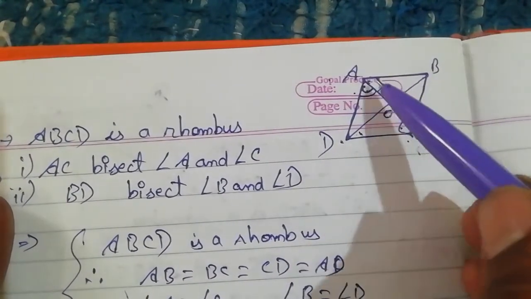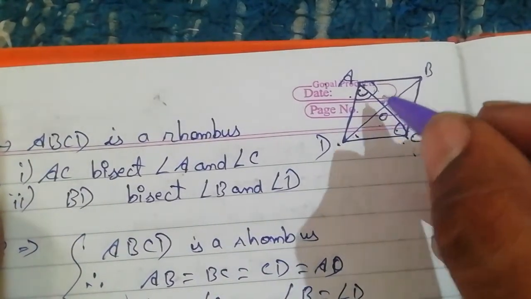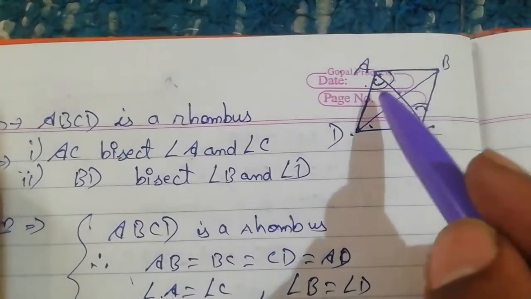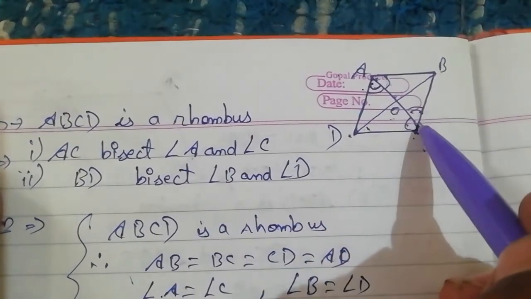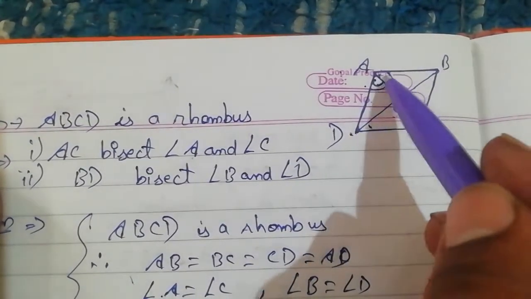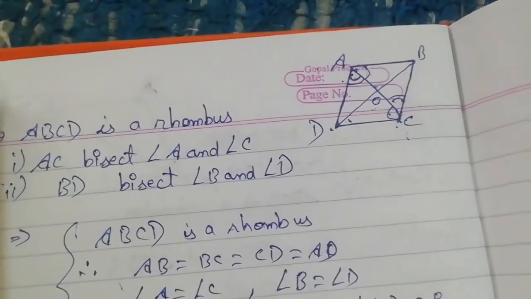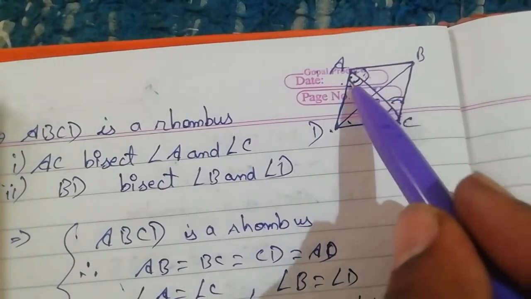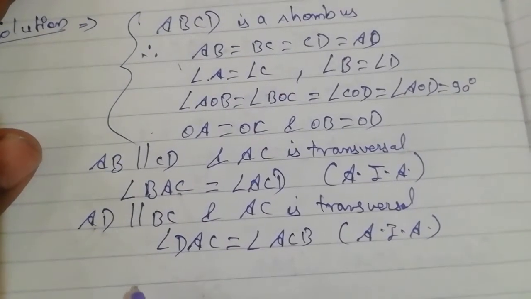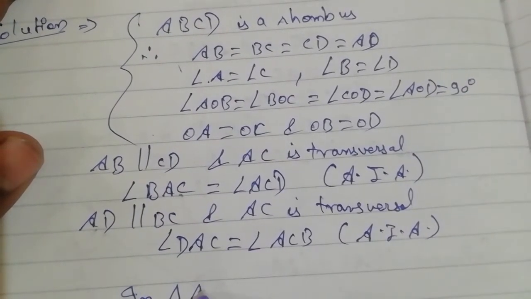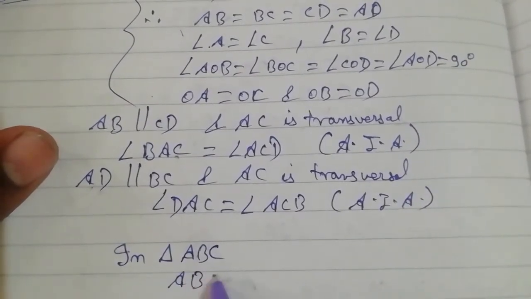But we need to prove angle A. Look, let me write this, angle 1, 2, 3, no, remain as it is. What we have to prove is that angle DAC is equal to angle BAC. If we prove this, then only we can say that AC bisects angle A. For that, what we need to prove is that both these angles are equal. So now look at triangle ABC.